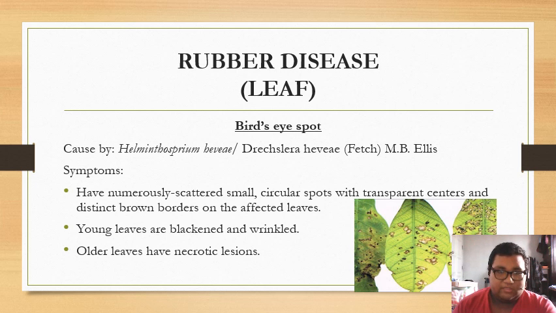Okay, for rubber disease, I choose bird's eye spot on the leaf. This disease was caused by Helminthosporium heveae. The symptoms are that the leaves have numerous scattered small circular spots with transparent centers and distinct brown borders. Young leaves often are blackened and wrinkled. Other than that, older leaves have necrotic lesions.